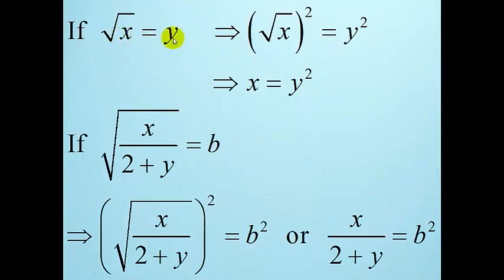If root x is equal to y and we are searching for x, we have to square both sides, and that implies that root x all squared is equal to y squared. Now the square will cancel the root, and so we are left with x on the left hand side is equal to y squared. Similarly, if you have the root of x over 2 plus y equals b, squaring both sides, you have the square root of x over 2 plus y all squared is equal to b squared. Now the square, that is the 2 as an exponent, will cancel the square root, and we are left with x over 2 plus y on the left hand side is equal to b squared.